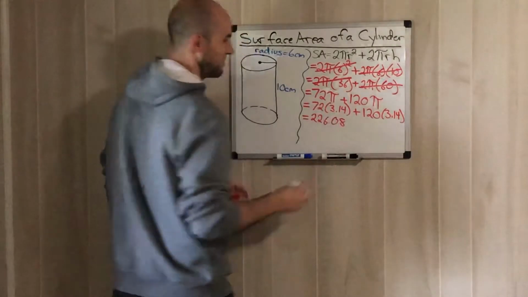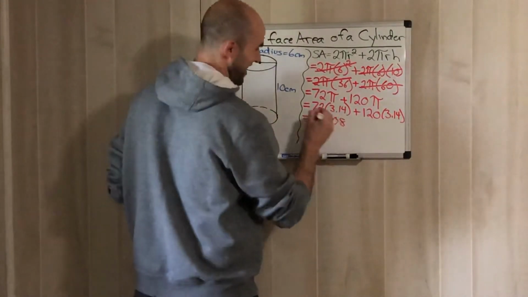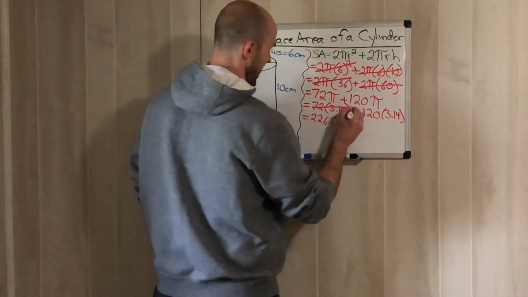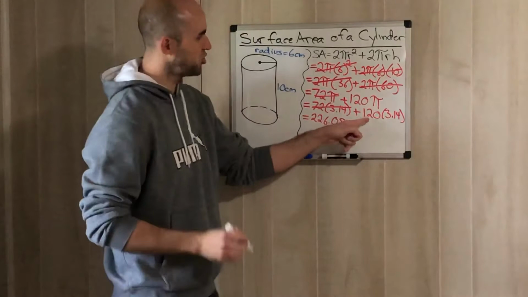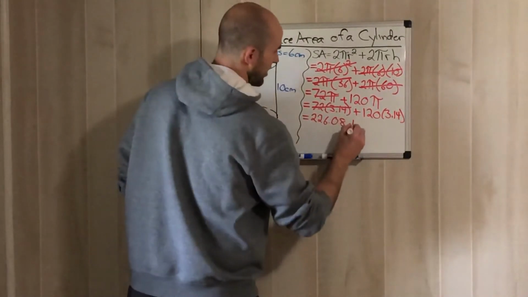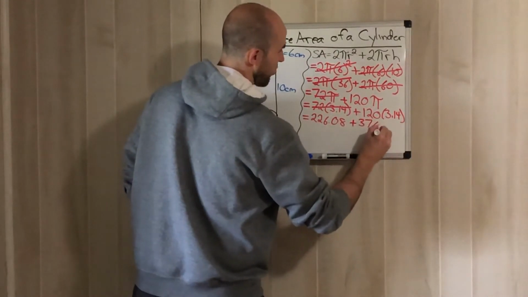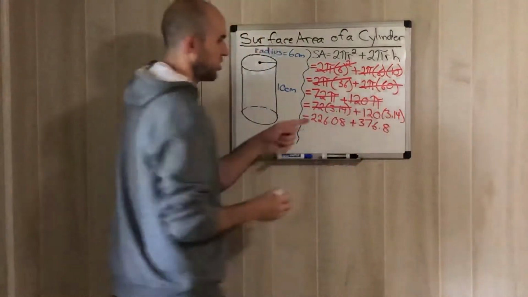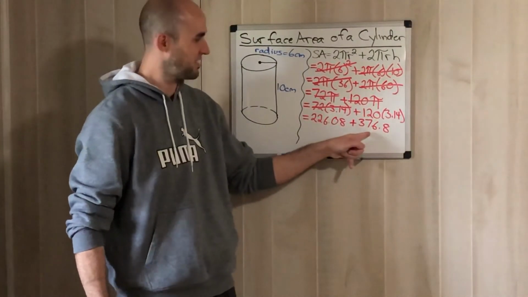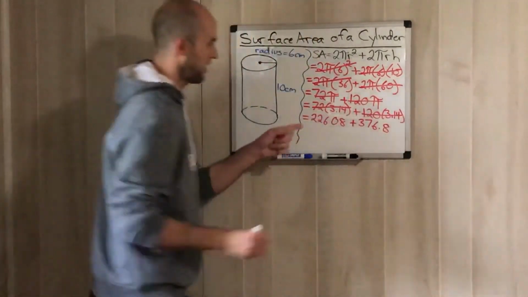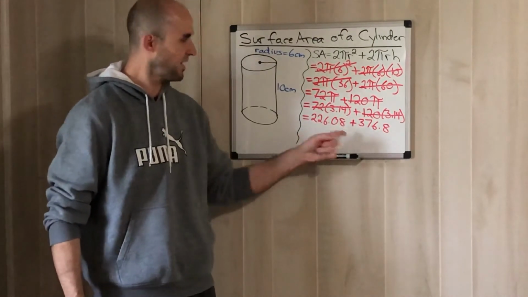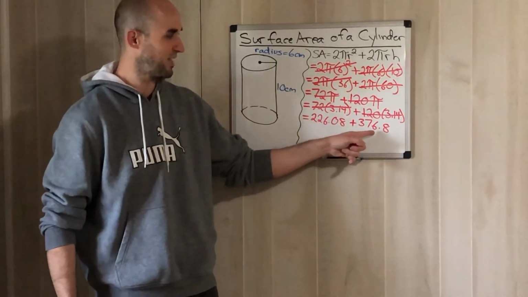We know that 72 times 3.14 is going to be 226.08. And I wrote these numbers down. That's what I'm looking at right now. So 72 times 3.14 gives me 226.08. We know that 120 times 3.14 gives me 376.8. Now we have those two numbers. We know that the first part was 226.08. We know that the second part is 376.8.